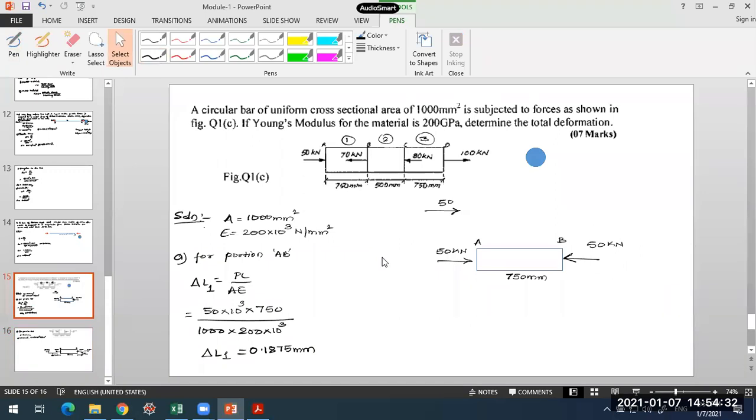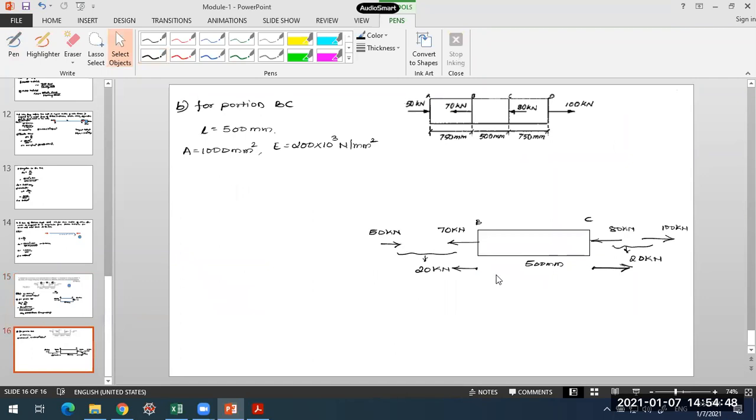The first one, what was happening? Compressive. I should mention here, the first segment is experiencing compression, because both loads are compressive in nature, whereas the second segment is experiencing tension. So what is the P value in our case for the second segment? P should be equal to 20 kilonewton, the net force acting on the bar.